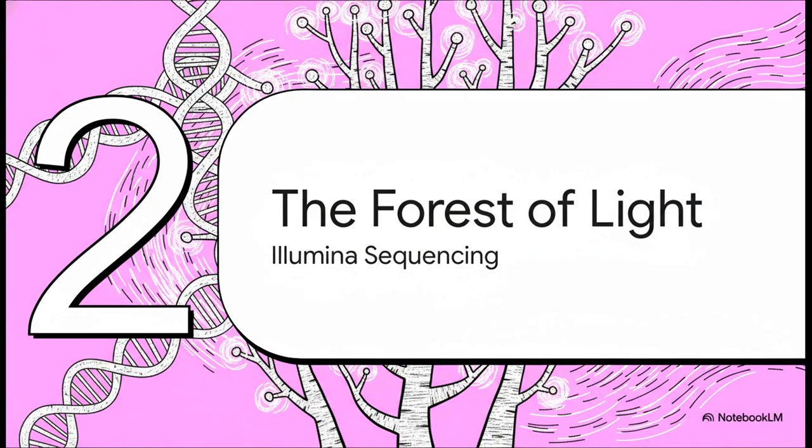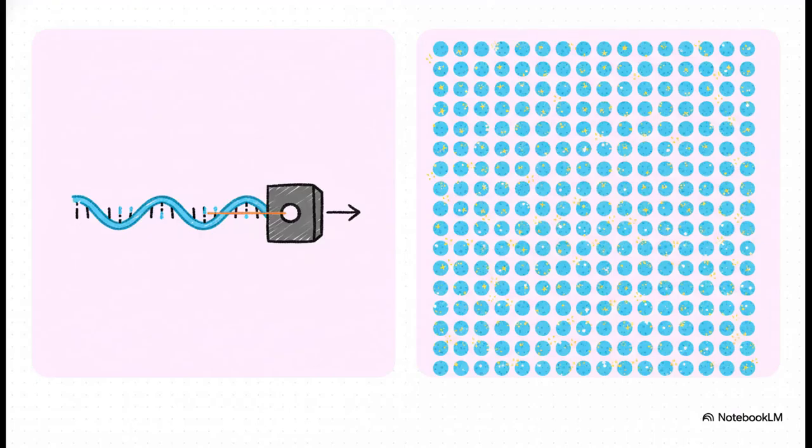So Sanger was clever, but it was slow. The next generation of technology, it took a totally different path. So let's leave the racetrack and enter the forest of light. This is where we go from a single race to a massive parallel universe of races all happening at once. I mean, the difference in scale here is just staggering.